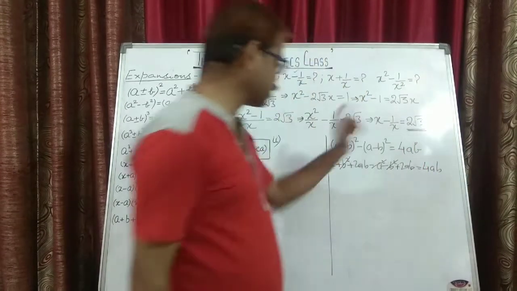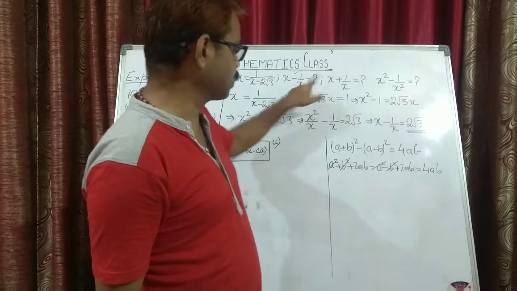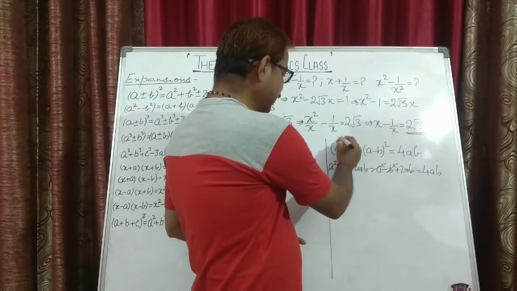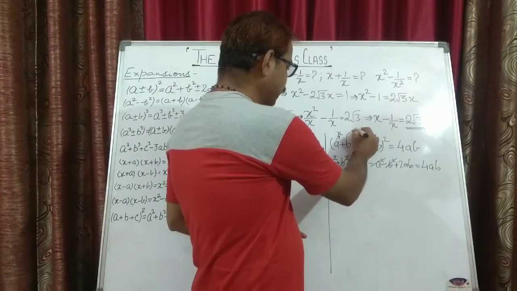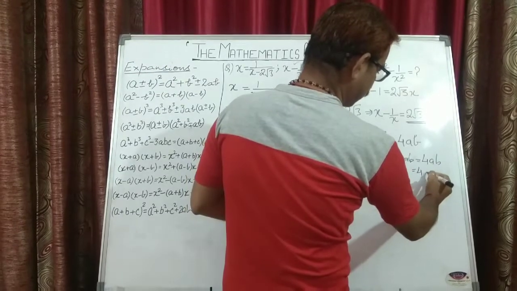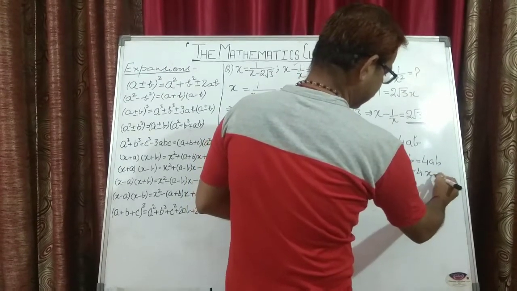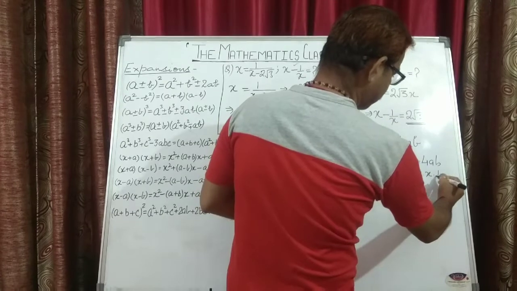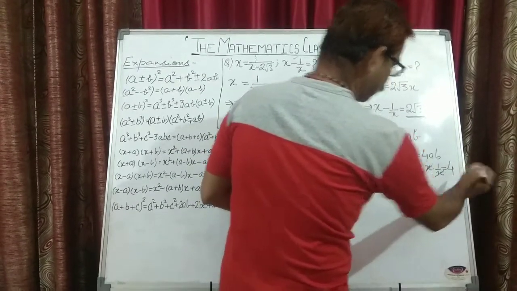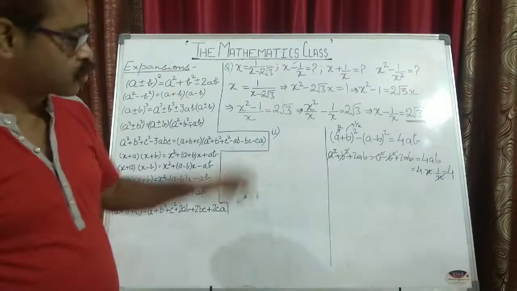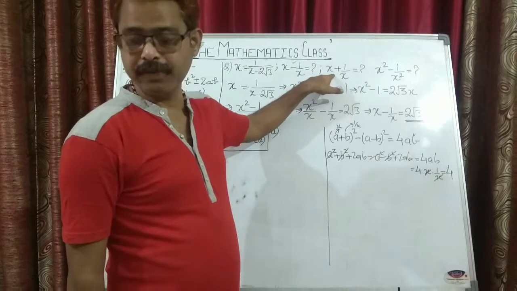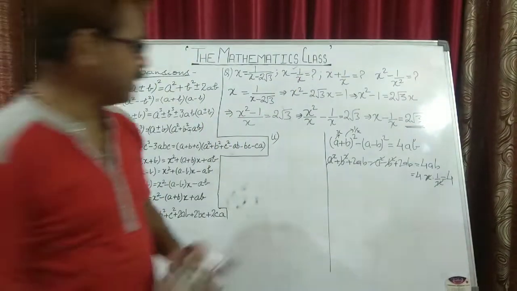Now in this particular question, a is x, the value of a is x and b is 1 upon x. If you place x in place of a and 1 upon x in place of b, x and x will cancel, and the final value you will be getting is 4. So we will be using this identity to find the value of x plus 1 upon x.